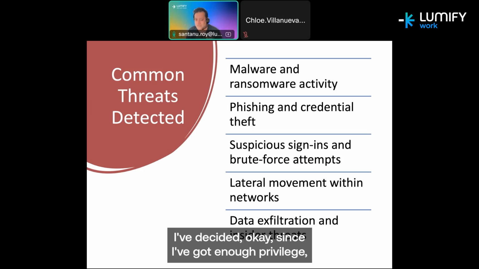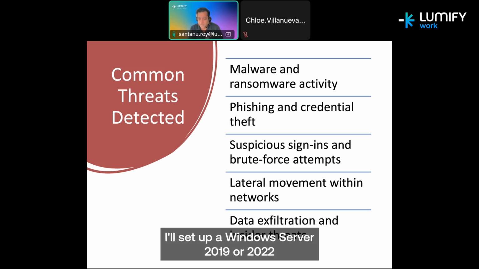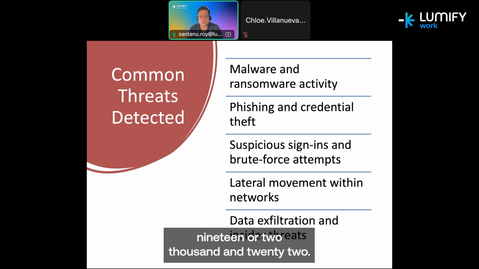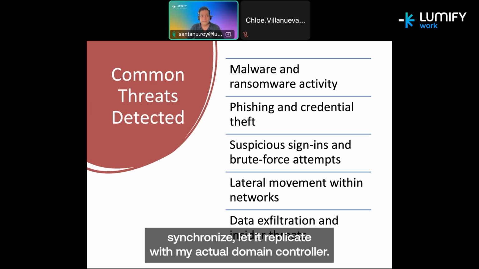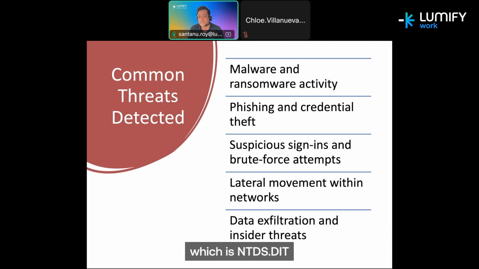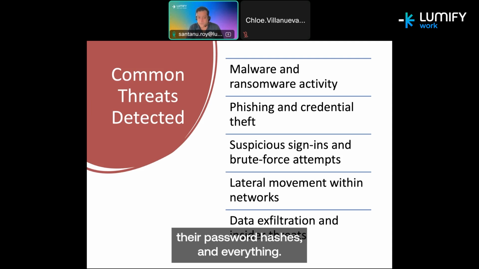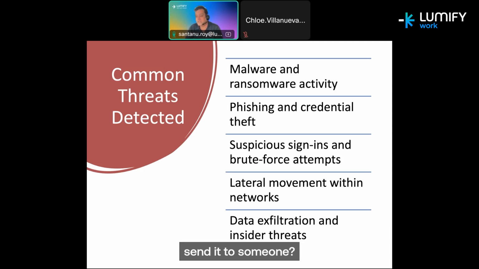I've decided, okay, since I've got enough privilege, I'll set up a rogue server. I'll just set up a Windows Server 2019 or 2022. I'll promote it to a domain controller and let it synchronize, let it replicate with my actual domain controller. Doing so, I will have a copy of my Active Directory database, which is ntds.dit, which has got all the user accounts, their password hashes, and everything. What if I decide to export that ntds.dit database and send it to someone?